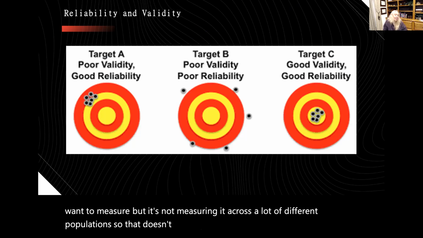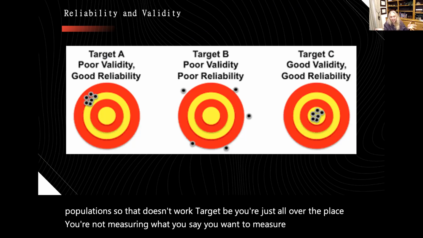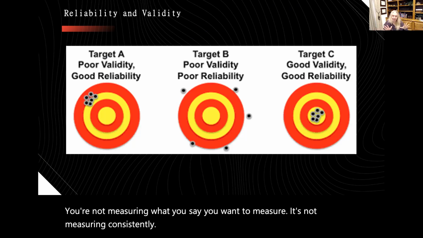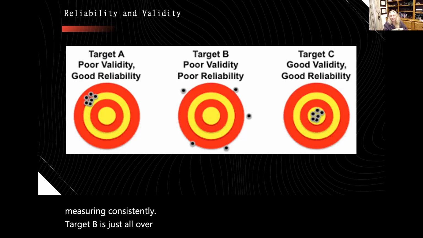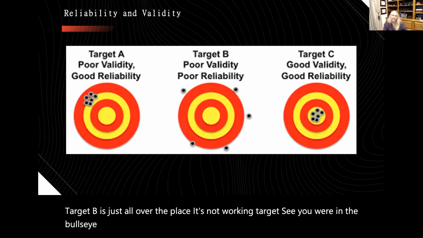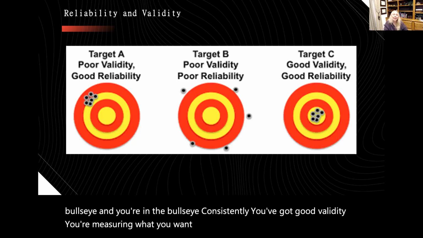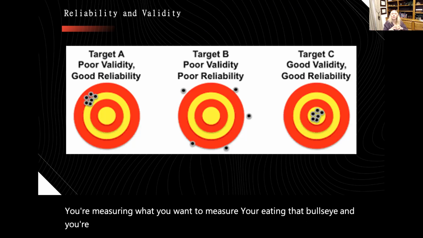Target B, you're just all over the place. You're not measuring what you say you want to measure, and it's not measuring consistently. It's not working. Target C, you are in the bullseye, and you're in the bullseye consistently. You've got good validity. You're measuring what you want to measure. You're hitting that bullseye multiple times. So target C is what we want to go for.